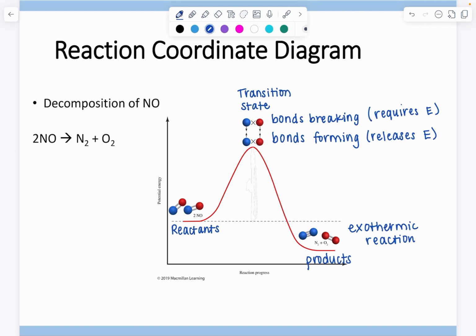So this graph gives us some information about the energy required to go from reactants to products, the fact that it's an exothermic reaction, and we have one transition state here. We can also label activation energy. That is the distance between the reactants and the transition state, so the difference in energy between those two points in the graph. Okay, so there's a reaction coordinate diagram for an actual reaction here.